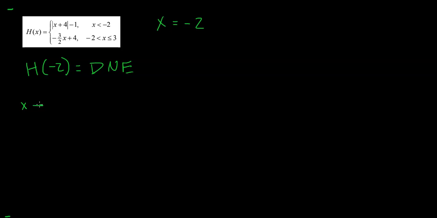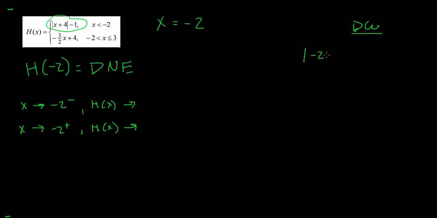Now I need to use proper notation. What happens as x approaches -2 from the left? What happens as x approaches -2 from the right? What I want to explore is what is happening to the function. To do that, all I have to do is a little bit of dirty work, my plug and chug. If I'm approaching from the left, that would be from below -2, so that's going to be the top function. I'm going to plug -2 into here. -2 plus 4 is 2. Absolute value of 2 is 2. And 2 minus 1 is 1. So the function is going towards 1. Okay, great.